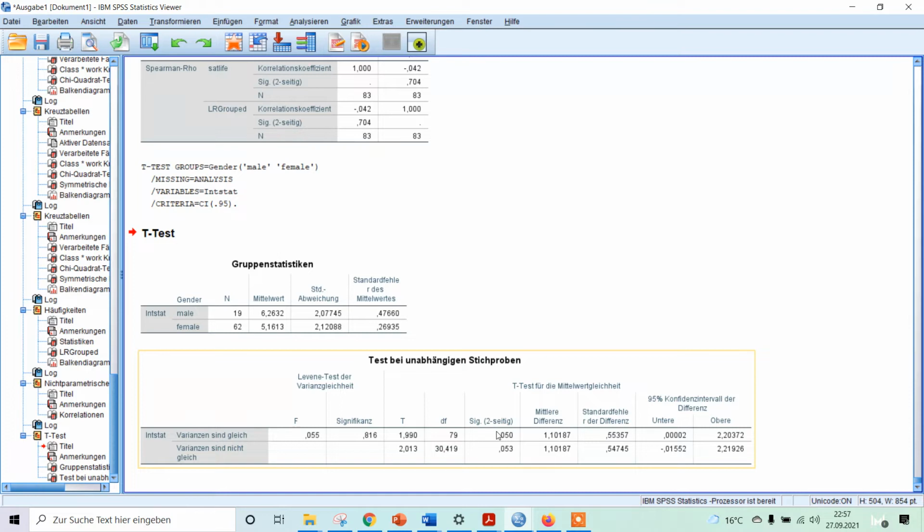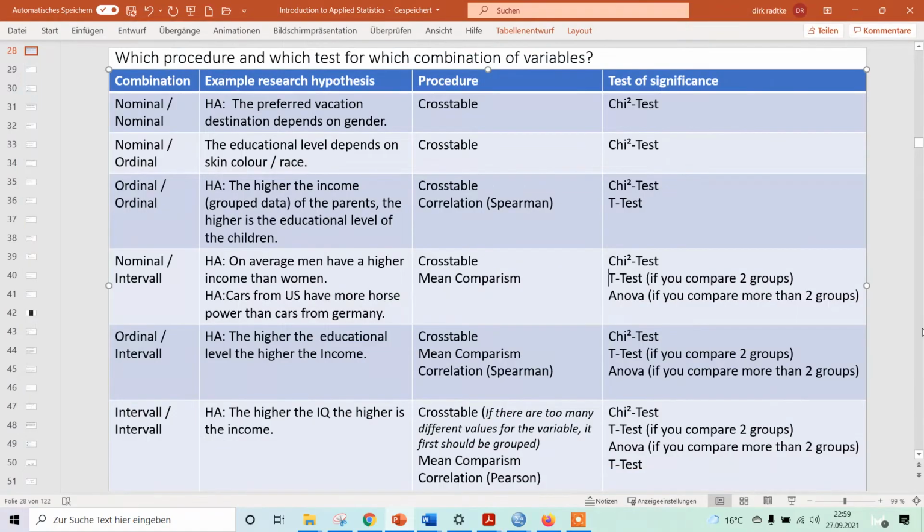Okay, so we can refute the null hypothesis that there is no difference between men and women according to the interest in statistics, and assume that there is a difference. So maybe you should pause the video here for a moment and also create a cross table for these two variables, gender and interest in statistics, to see the difference.